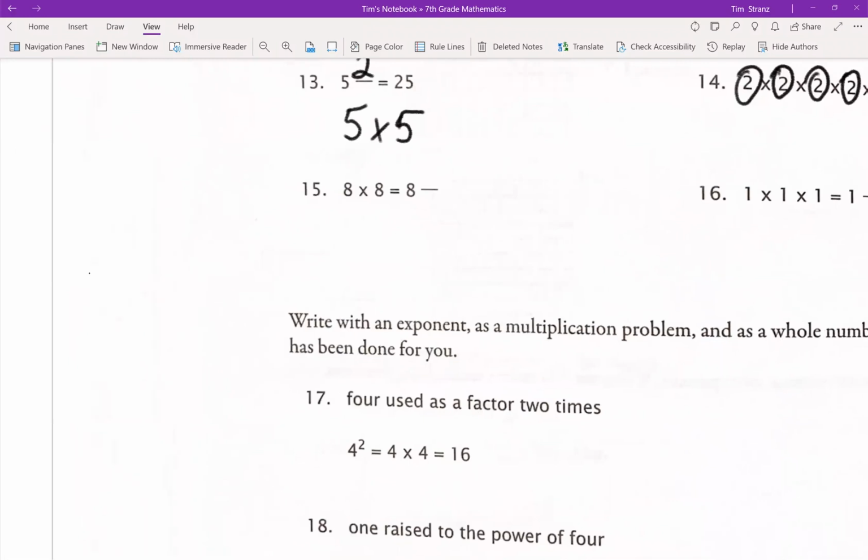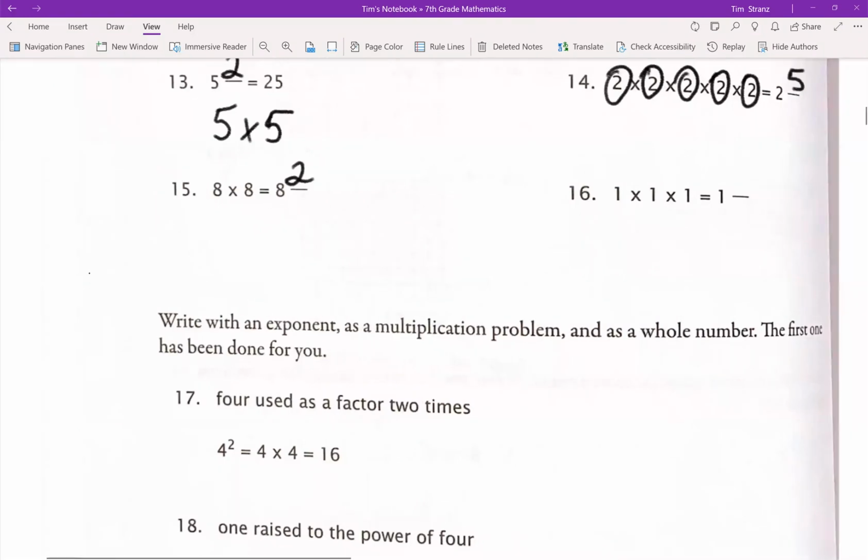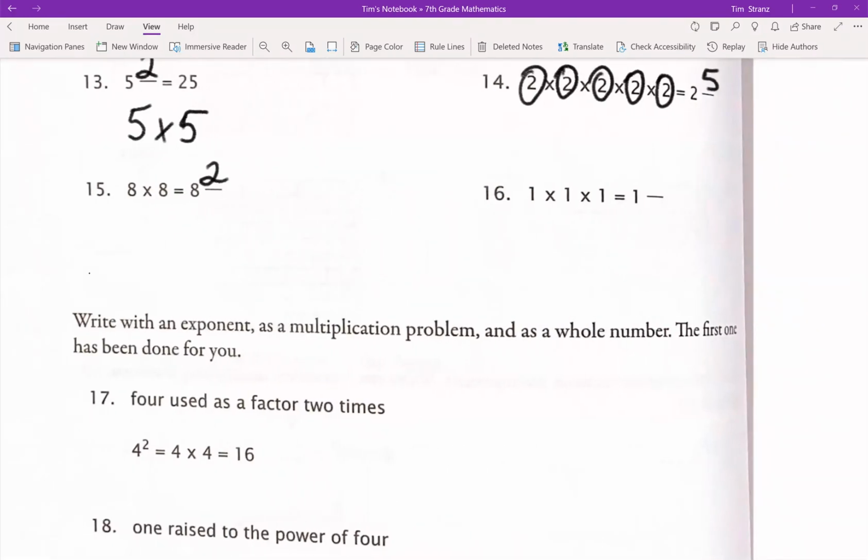15, we got 8 times 8. There's only 2 8s there, so we're going to say 8 to the 2nd power. And then number 16, 1 times 1 times 1. There's 3 1s there, so 1 to the 3rd power.